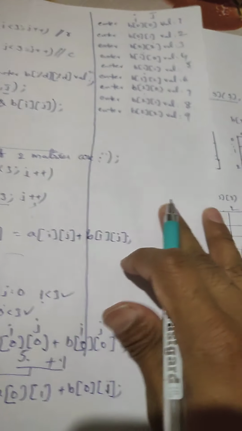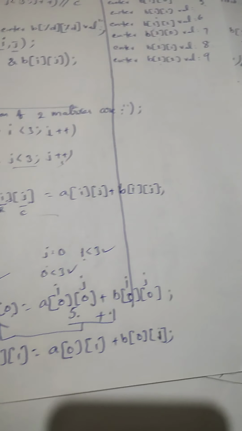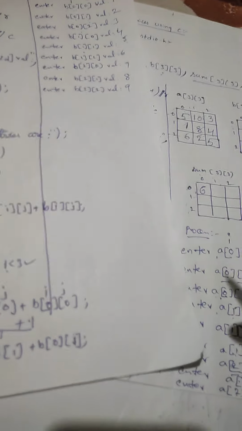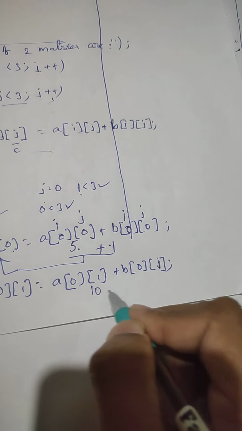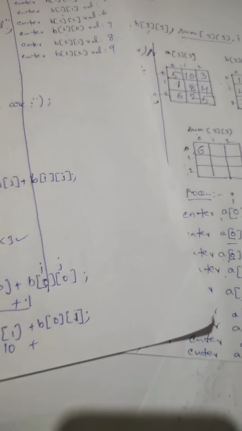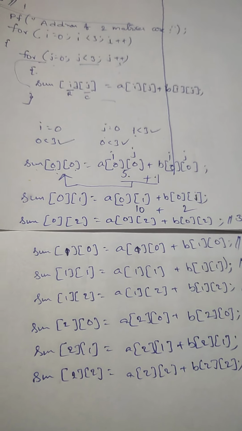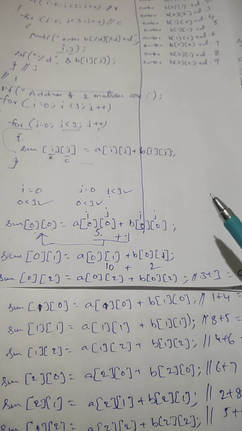So you have 0th row, first column value is 10, sorry, plus b of 0 1. So b of 0 1 value is 2. After completion of this one, the remaining values are also added like this.